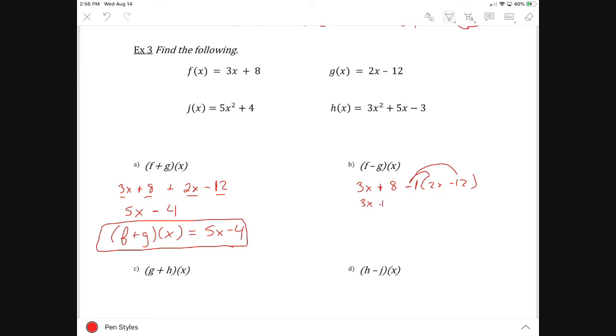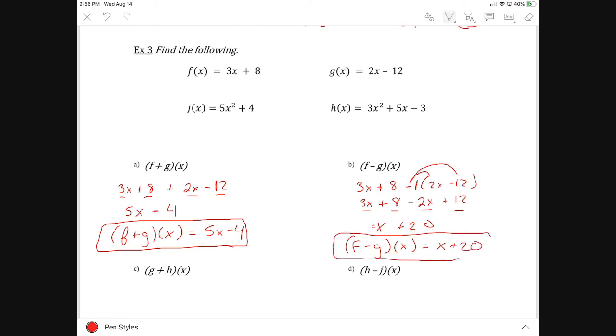So you're going to have 3x plus 8 minus 2x plus 12, because that negative 1 distributes. So you're going to do like terms. We've got 3x minus 2x, so we'll have just an x. And then we have 8 and 12, so it's going to end up being plus 20. So our f minus g of x equals x plus 20. So those are our first two examples. We're going to be moving on to the next one now.